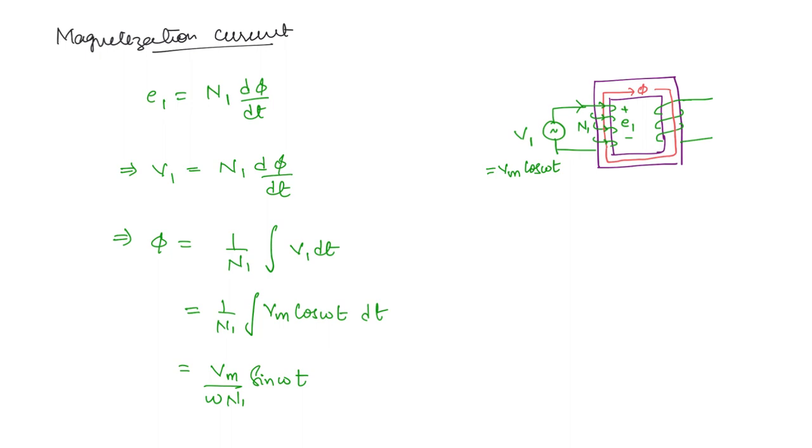Now there will be some current that is required to set up this flux. From the magnetic circuit equation, MMF is equal to the flux into reluctance, and MMF is nothing but N into I. Now this current that is required to set up the flux is the magnetizing current, IM. Now the question is, what is the nature of this magnetization current? Whether it is sinusoidal, it is a constant, or it is having some harmonics.